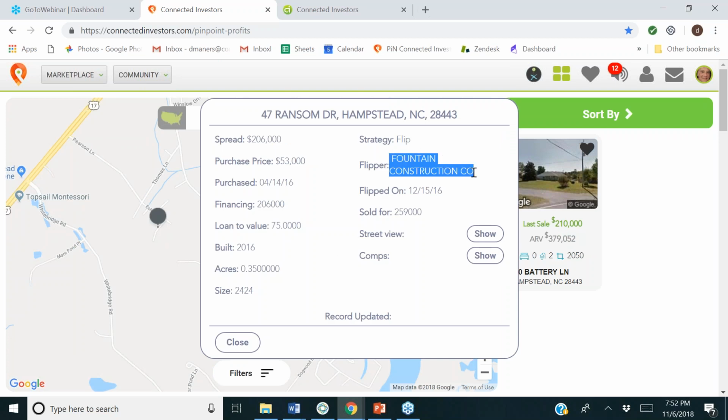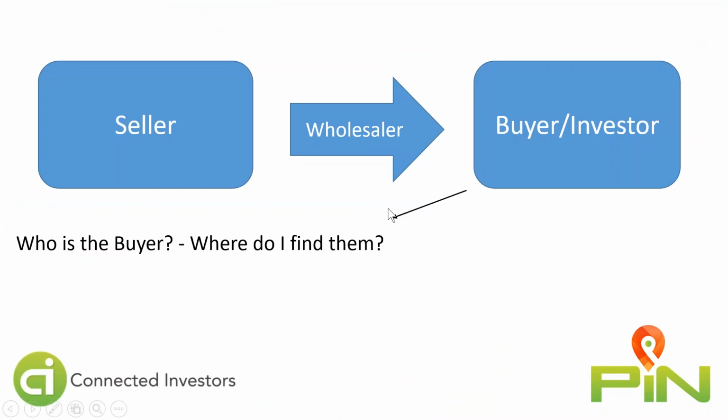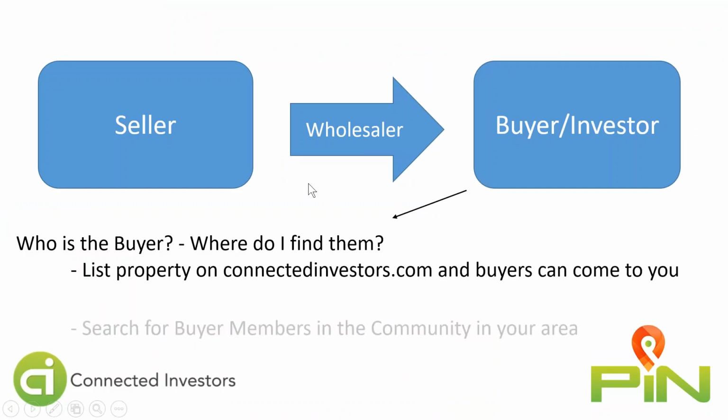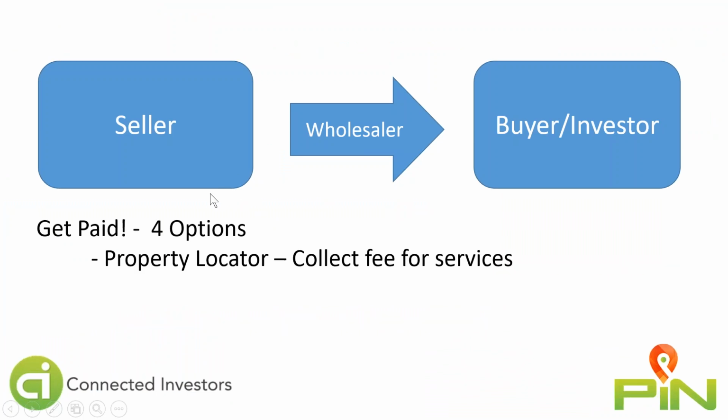You know, here's a construction company, obviously. This is a person who evidently does flips and things. So you get the idea. Really, really cool setup with the PIN to identify more buyers that aren't necessarily members of Connected Investors, okay? So that's where you're going to be finding your buyers, guys. You're going to find them through listing your property in Connected Investors or searching for the landlords, flippers in the new PIN. A lot of cool stuff.